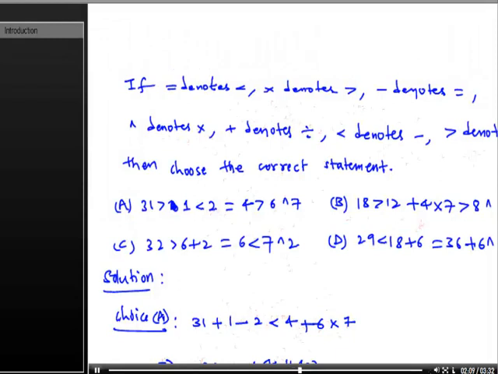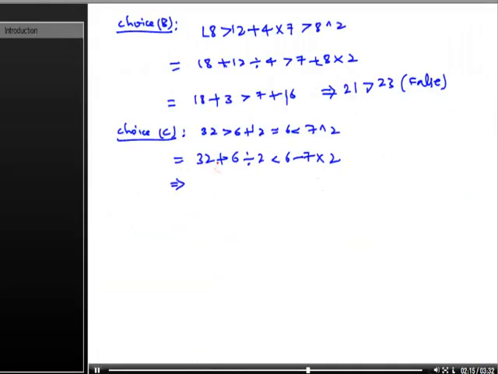Now checking choice C. On changing the symbols given in the expression of choice C, we get this expression. Therefore, on applying the BODMAS rule, we get 32 plus 6 divided by 2 is 3, less than 6 minus, here also 7 2s is 14. This implies 35 less than 6 minus 14, which is a negative value. That is nothing but minus 8. Clearly this is false.